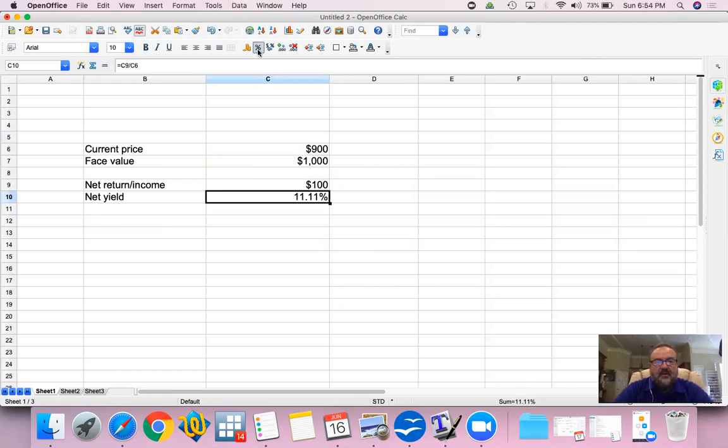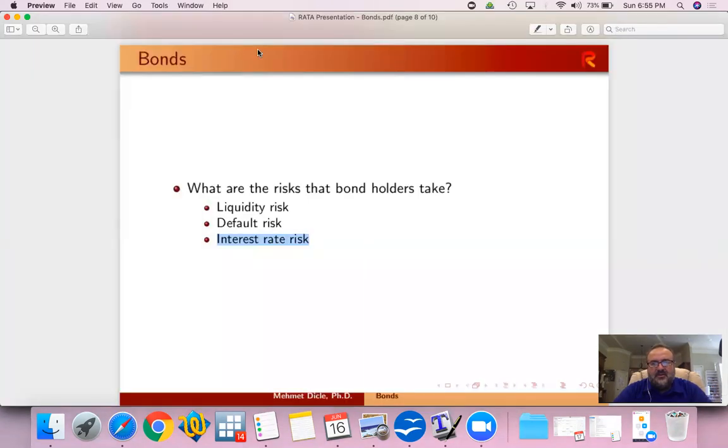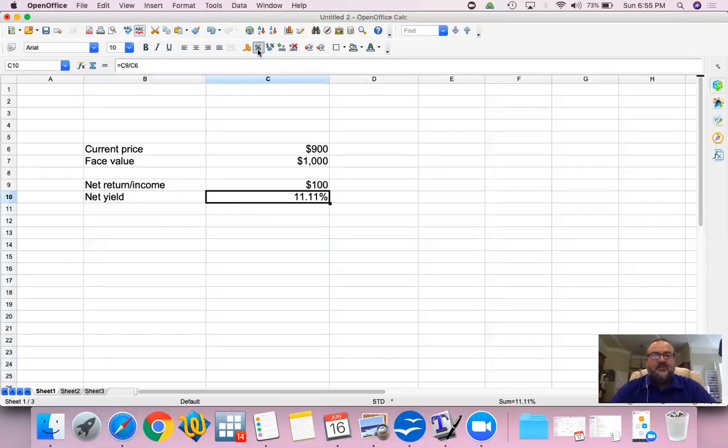Now, if you're going to hold the bond until the maturity, your interest rate risk may not be, well, how should I say it? Think of it like this. We all want to have the highest possible return.